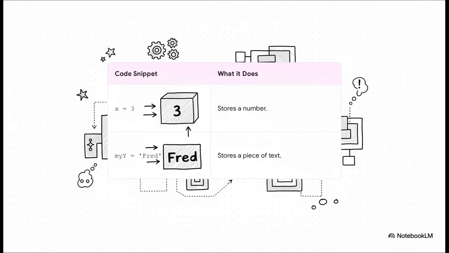And just look at how simple the code for this is. When you write x equals 3, you're literally just telling the computer, hey, make a box, call it x, and stick the number 3 inside. Same thing for my y equals Fred. And just like that, you've given the computer something to remember.